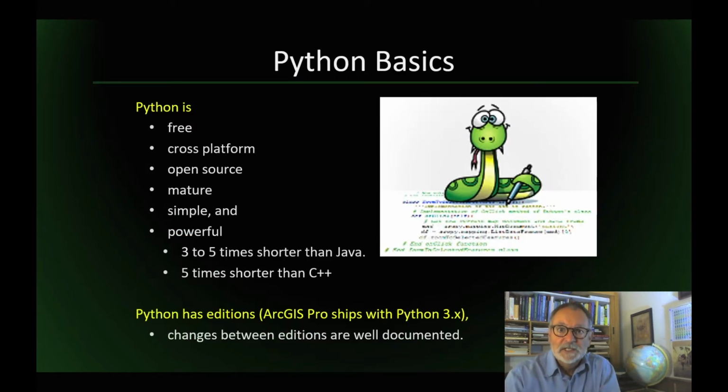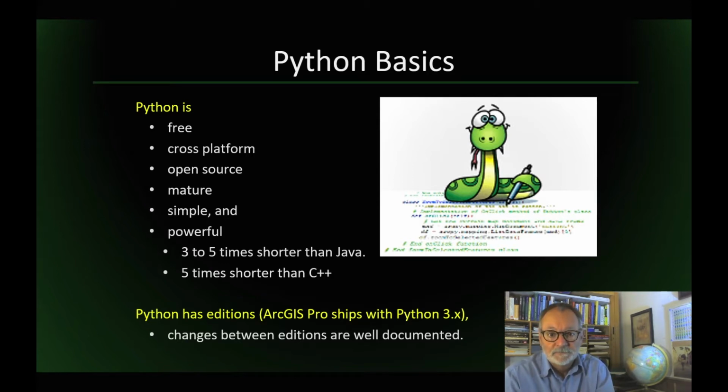So Python is free. You can download it. You don't need ArcGIS to download it. It comes preloaded with version 3.6 at the moment, I believe. It is cross-platform, so it works on Macs and Linux and Windows and other platforms. It's open source, so it always gets better. It is mature. You know, it's been developed in the 1980s, so it's been around for a long time.